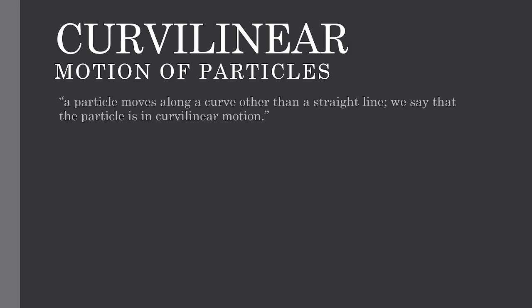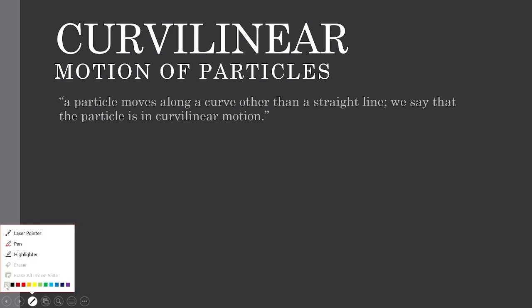Thank you. So we have here a curvilinear motion of a particle. What do you mean by curvilinear motion of a particle? When a particle moves along a curve other than a straight line, we say that the particle is in curvilinear motion. For example, we have here, let's change it into white.